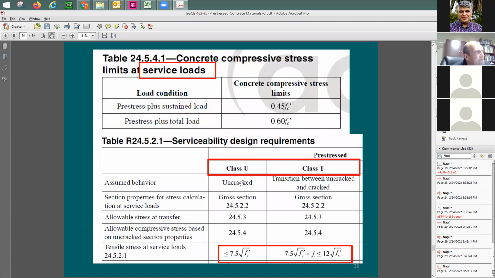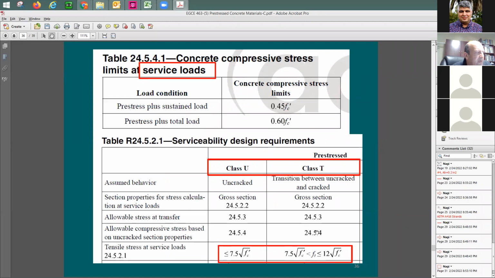So you say, okay, where is this in the code? I'm going to say it's right here at service load. Look at the service load. 45% and 60% of f'c. This is going to be pre-stress plus sustained load. What's sustained load? Like additional dead load. So in this case, I'm going to have the pre-stress force, dead load, and additional dead load if I have any. Once I add total load, it means what? I added here the live load. I can increase to 60%.